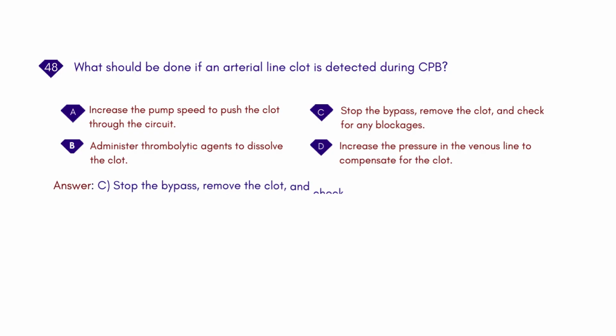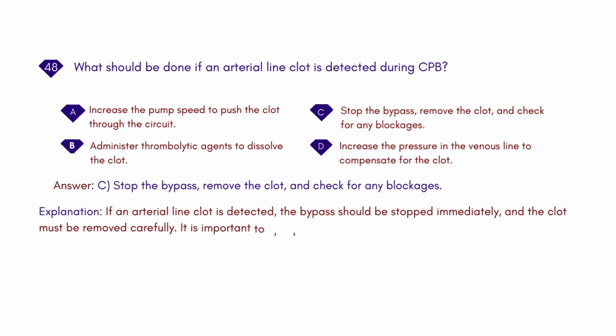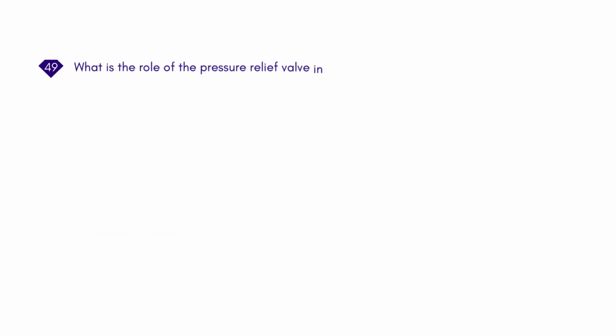Answer: C. Stop the bypass, remove the clot, and check for any blockages. Explanation: if an arterial line clot is detected, the bypass should be stopped immediately, and the clot must be removed carefully. It is important to check for any blockages that could prevent proper blood flow during CPB. What is the role of the pressure relief valve in the CPB circuit?